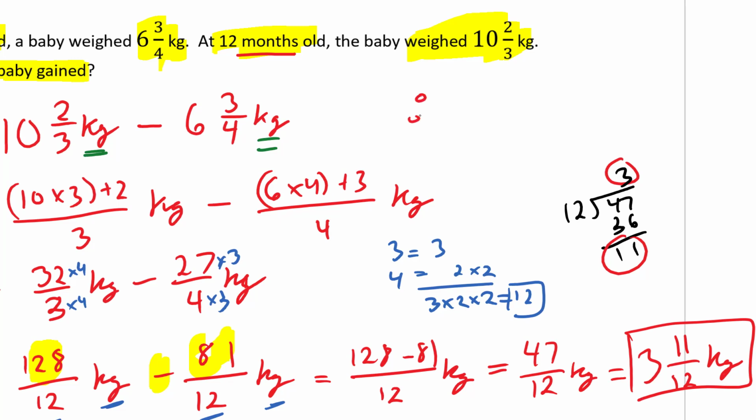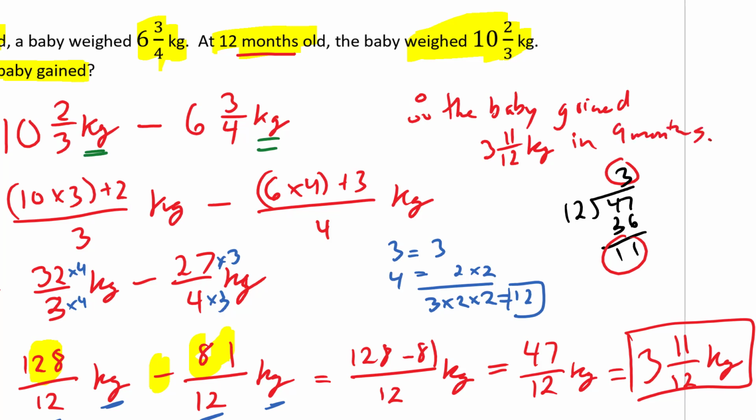Therefore, the baby gained 3 and 11 over 12 kilograms in 9 months. The time between the 3 months and the 12 months.